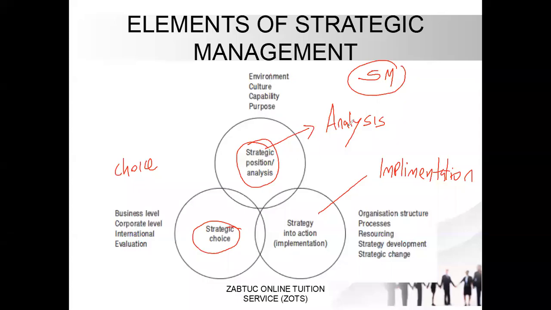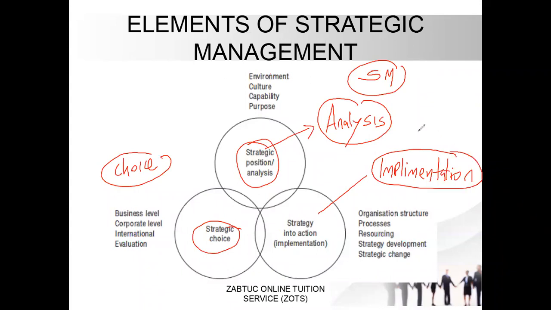So these are the three elements of strategic management: analysis, choice, and implementation. So let's talk about this, because this is what we expect our exam to be based on.